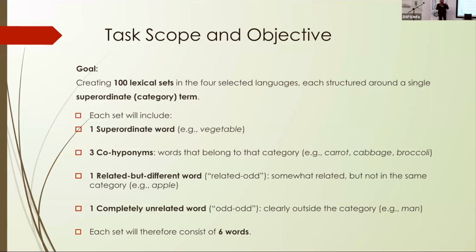According to my understanding, the model needs to understand which words are related to the superordinate and which word is completely odd, or which one is related but odd. For the related but odd word, I gave the example of an apple, because both an apple and a carrot fall under food. For the completely unrelated word, I gave the example of a man, because a man is completely unrelated to the superordinate term vegetable.